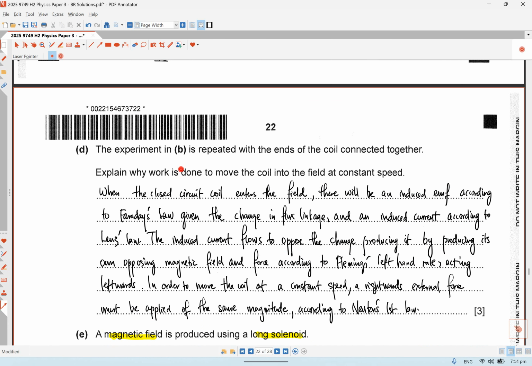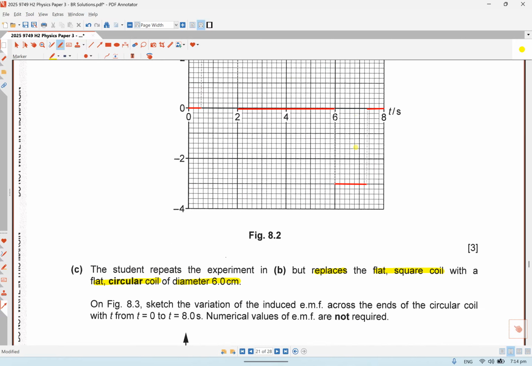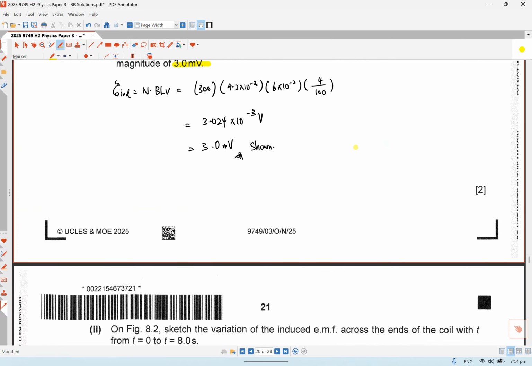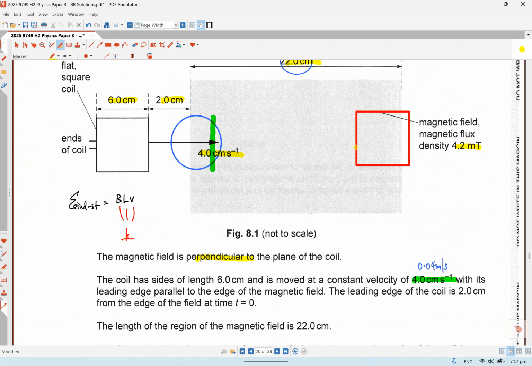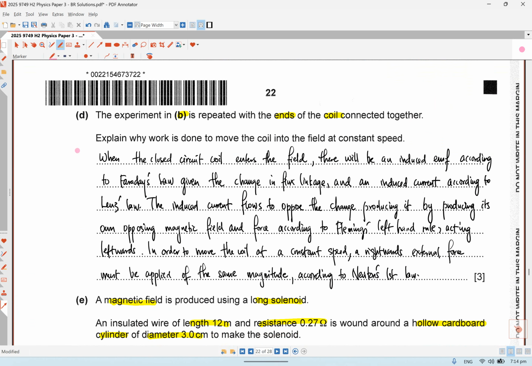Okay, so now they're asking you, if I now take the square coil, which is part B, and I connect the ends together. So this square coil here, I'm going to connect the ends. If I connect the ends, it becomes a closed circuit. That means current can now flow.